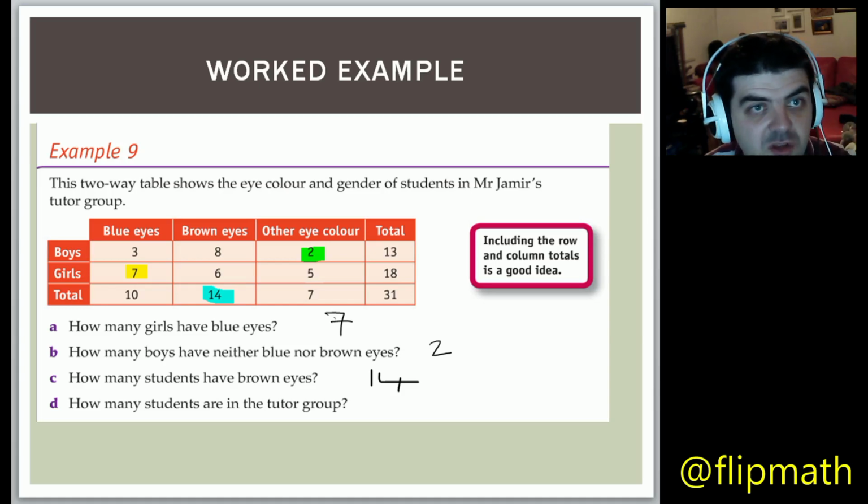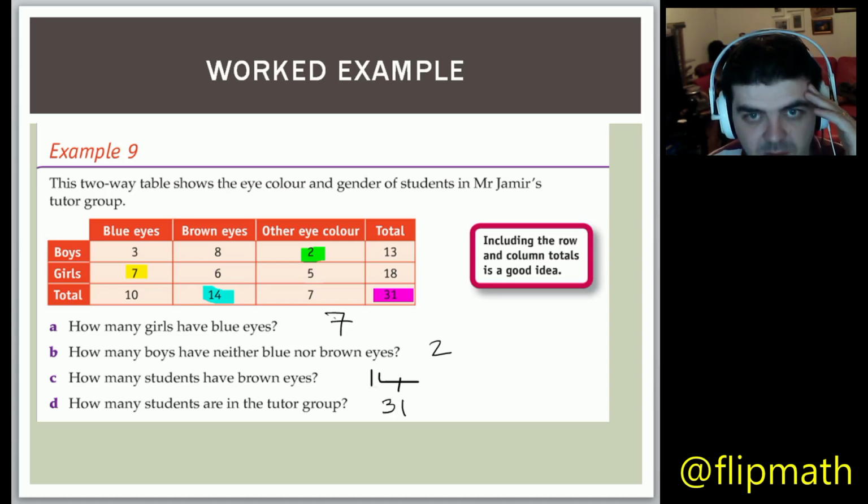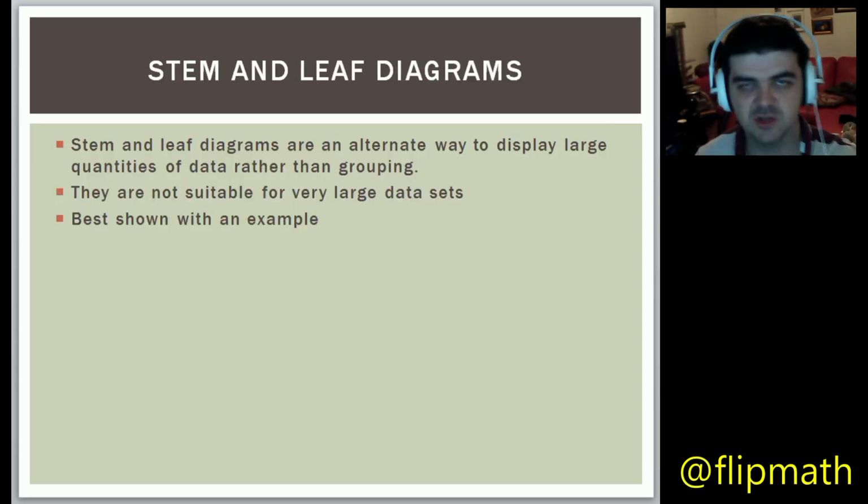And how many students are there altogether in the tutor group? Well, there's 13 boys and 18 girls, and this spot down the bottom right gives us it. So 13 and 18 gives us 31. That is there and there. Nice and easy. Okay, this is all very good.